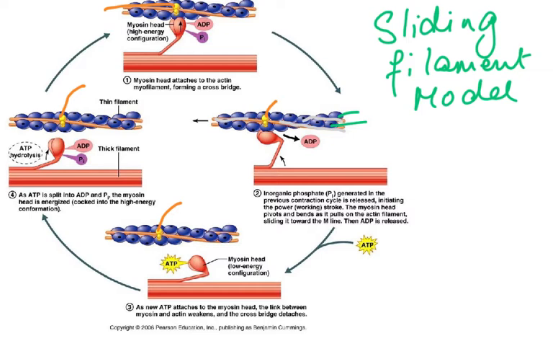Number 3, as new ATP attaches to the myosin head, the link between myosin and actin weakens and the cross bridge detaches. Number 4, as ATP is split into ADP and inorganic phosphate, the myosin head is energized, cocked into the high energy conformation. And then of course, once again, the myosin head attaches to the actin myofilament, forming a cross bridge. So this is the sliding filament model. Maybe you can pause the video here and go through it again, and please, you need to learn this.